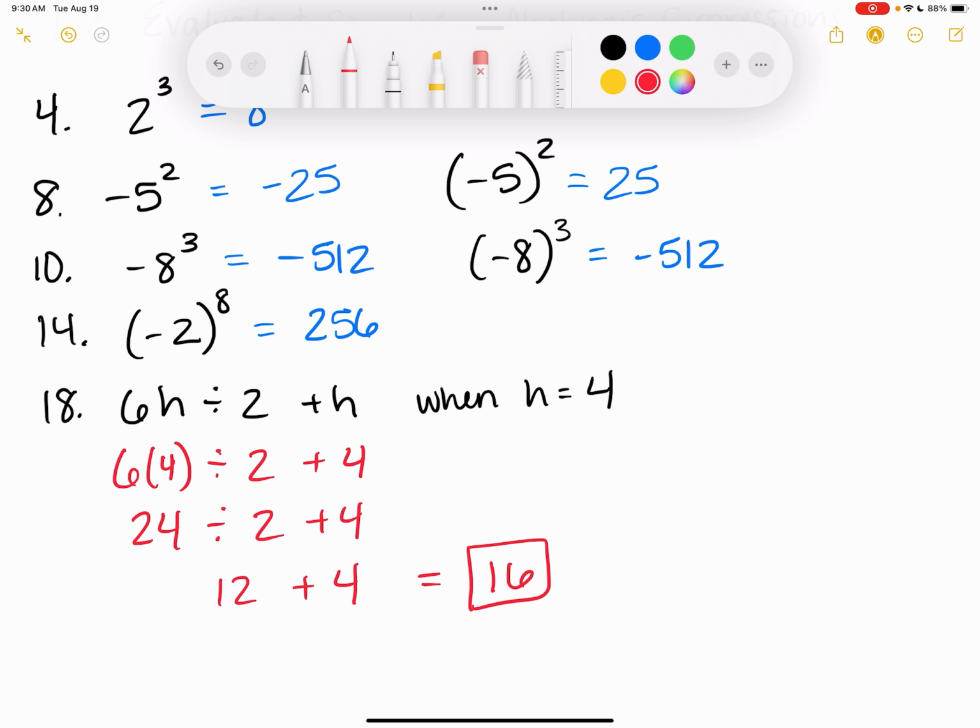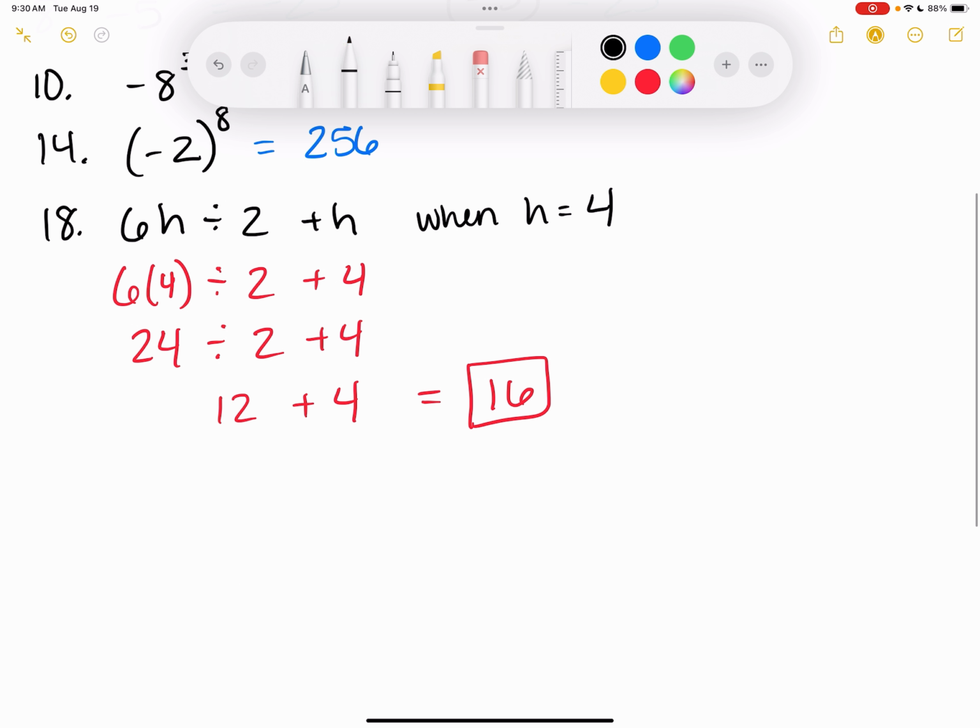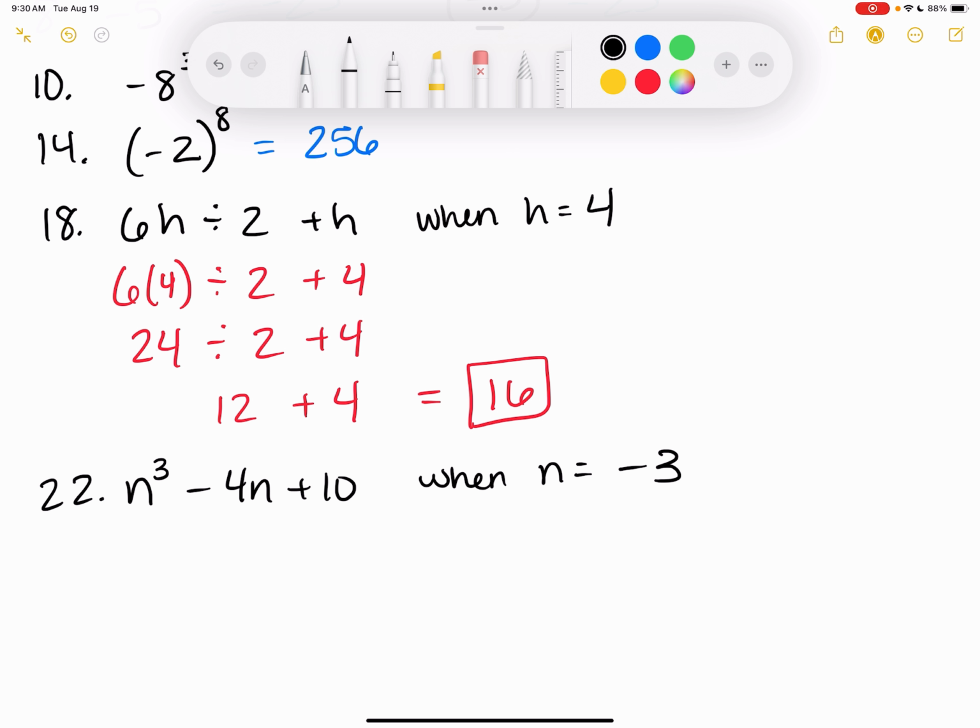All right, 22. n cubed minus 4n plus 10 when n is equal to negative 3. So we're going to put in negative 3 everywhere there's an n. So we've got negative 3 all cubed.